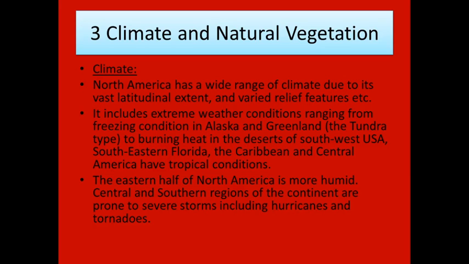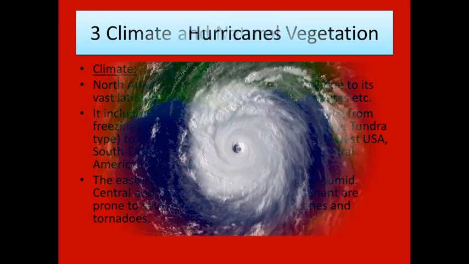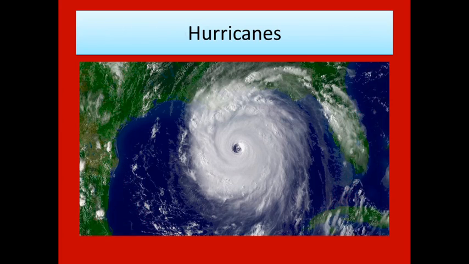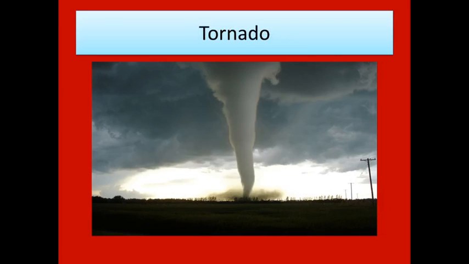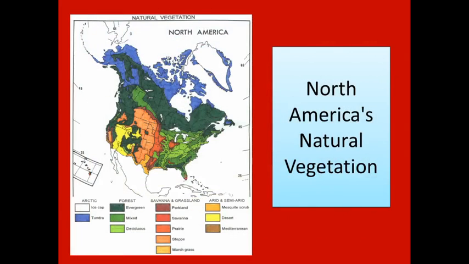The eastern half of North America is more humid. Central and southern regions of the continent are prone to severe storms, including hurricanes and tornadoes. Here you can see the picture of the hurricanes. Picture of tornado. Here is a map of natural vegetation of North America.